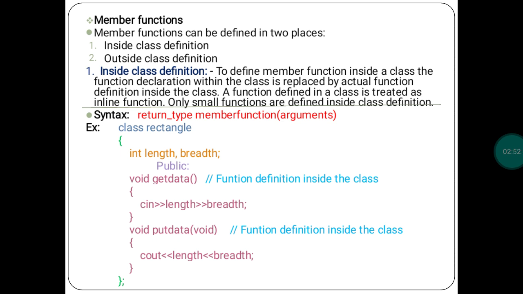Okay, once again I will repeat. Class Rectangle, opening brace, int length, width, public void getdata, opening brace, cin length width, means we are inputting the values length and width both here only. Then void putdata, then cout length and width. So we are also outputting the values here only. Inputting as well as outputting the values within the class only. So this is called an inside class definition. Means within the class we can input the values.